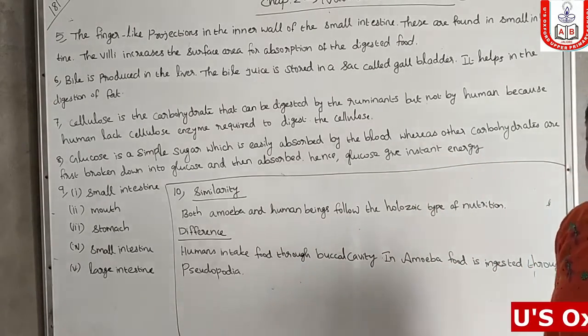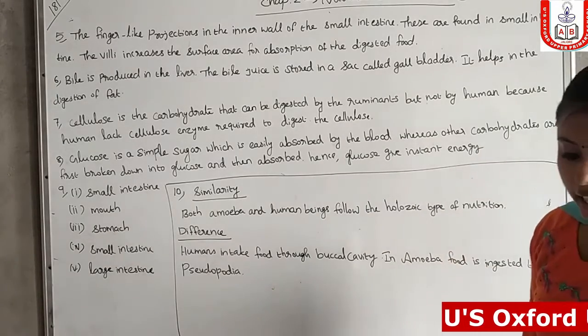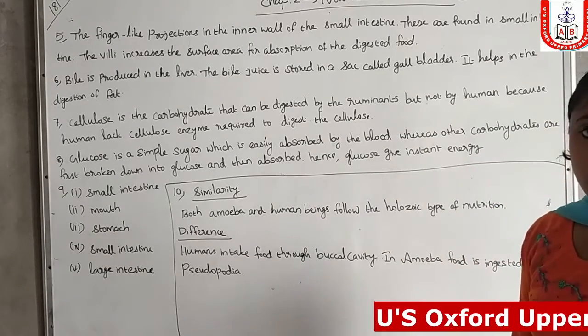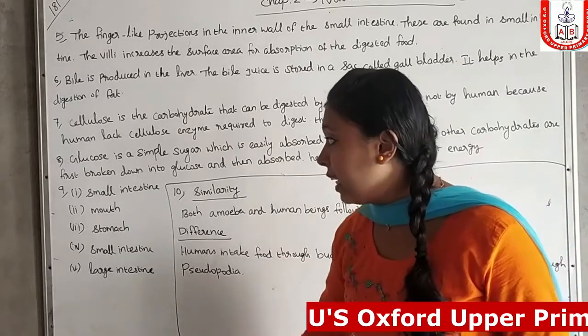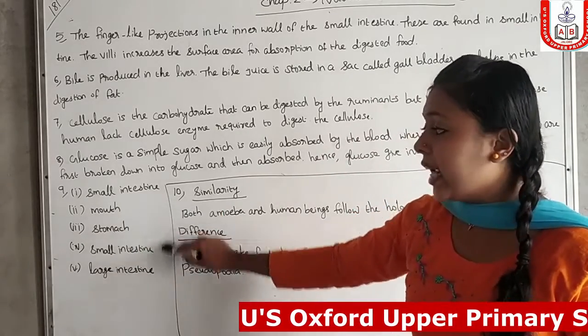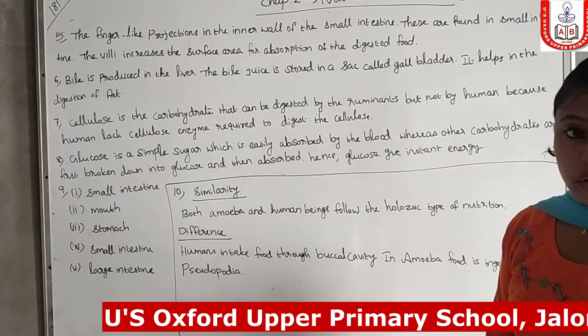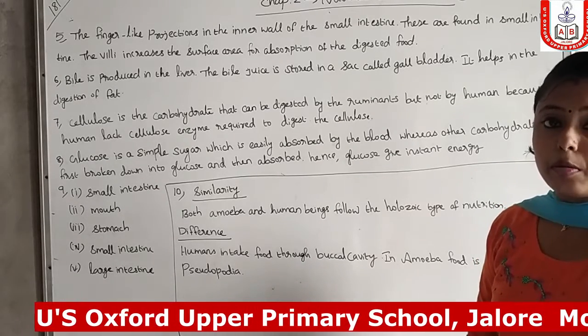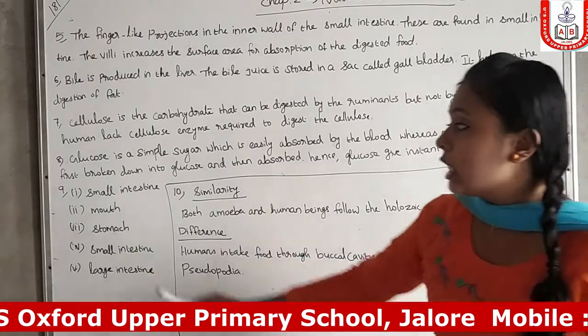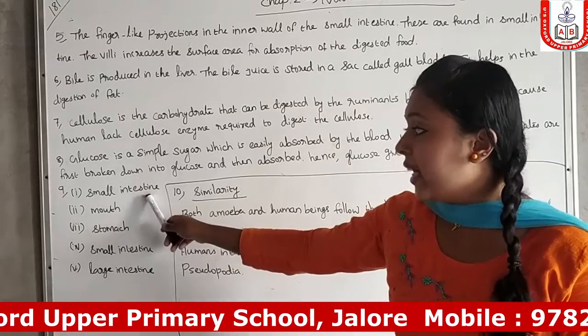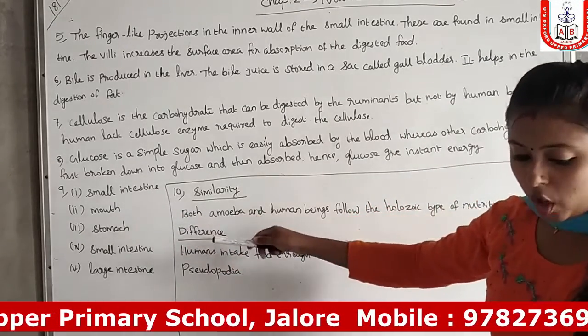9th question answer. Which part of the digestive canal is involved in the following? So we have to write the name of the part here. First one, absorption of food. Which part is involved in the absorption of food? Small intestine. The small intestine is involved in the absorption of food.